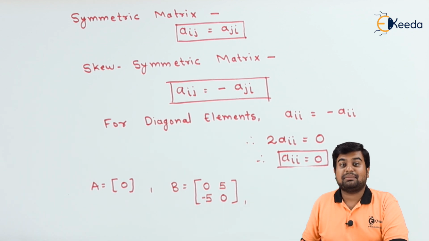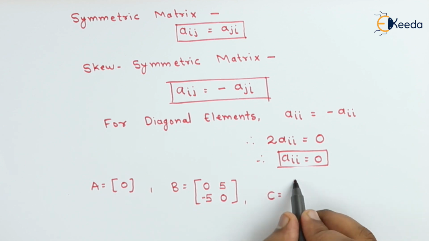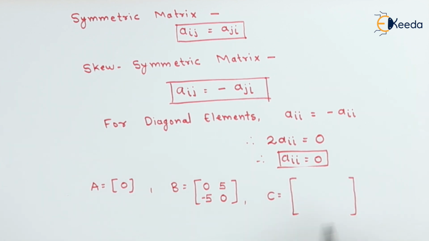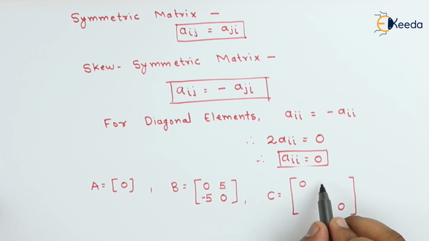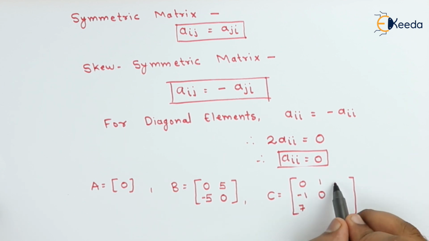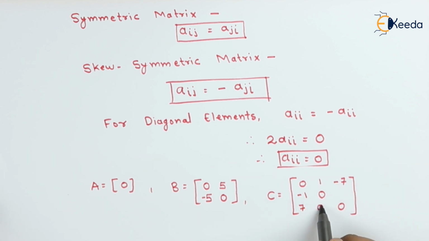So let us focus on 3 by 3 matrix. All the diagonal elements are 0, so we can take any element. Let's take here 1. So the corresponding element has to be minus 1. If I take 7 here, the corresponding element has to be minus 7. If it is A here, it is going to be minus A over here. So this is how we construct a skew symmetric matrix.